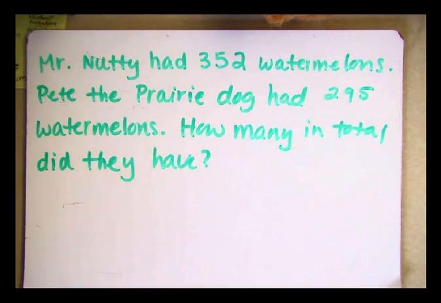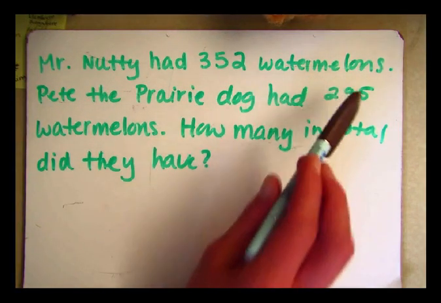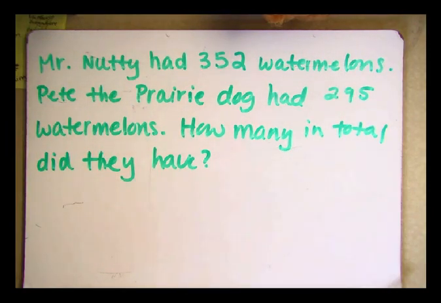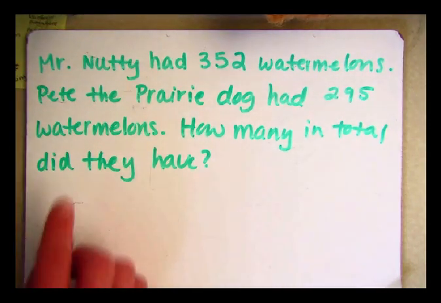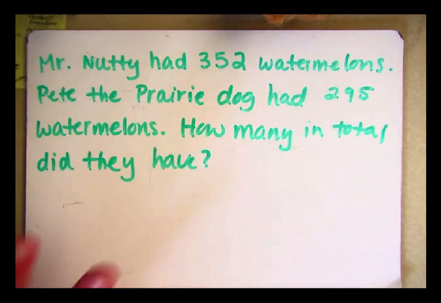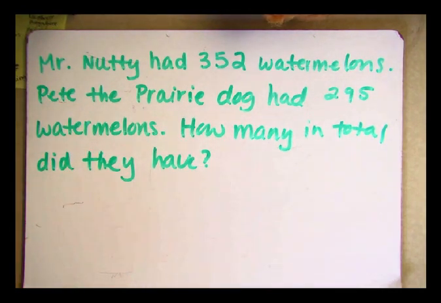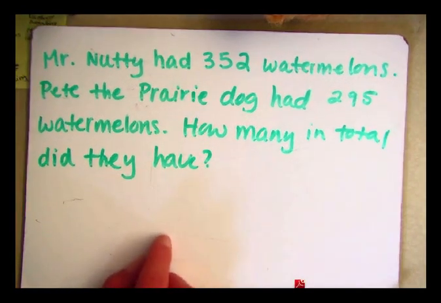So first I'm just going to go slow and read through the first statement, so the first sentence. Mr. Nutty had 352 watermelons. Okay, so I read it, and to me it sounds like he has a whole bunch of watermelons. Okay, let's go on to the next sentence. Pete the prairie dog had 295 watermelons. All right, let's stop there and let's think to ourselves. Mr. Nutty had a bunch of watermelons, and it sounds like Pete the prairie dog also has a bunch of watermelons. Let's go on to the next sentence, which is our question.